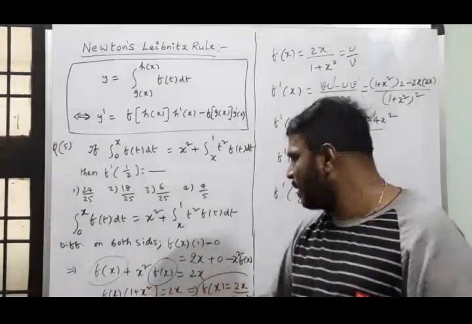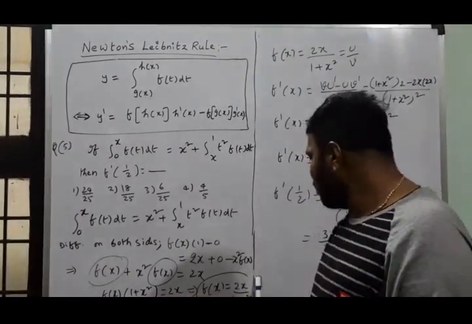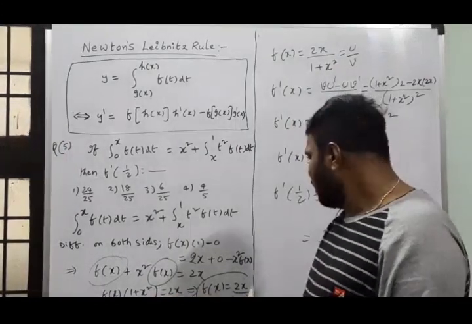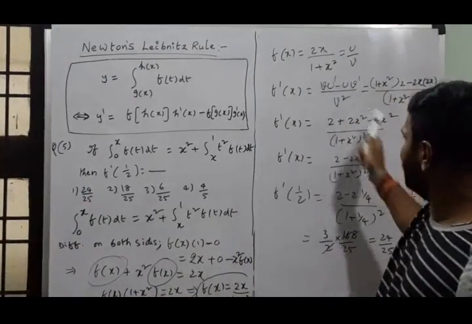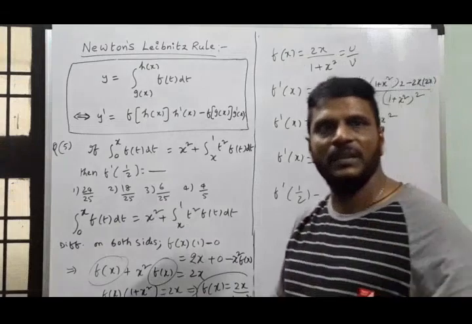Take f of x common. f of x into 1 plus x square is equal to x. f of x is equal to x by 1 plus x square. Now using the u by v rule, differentiate and substitute 1 by 2, you will get 24 by 20.